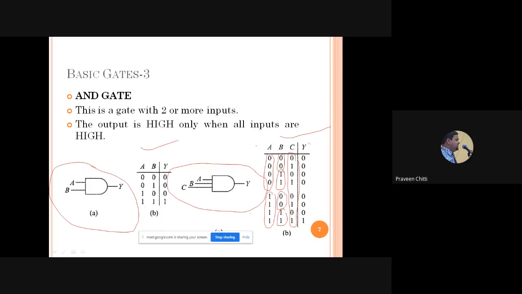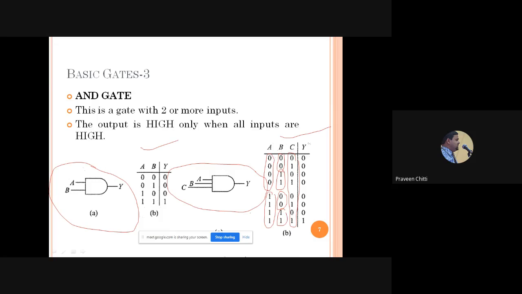Suppose I add one more input, say X, then how do you write it? The last bit changes 0 1 0 1, the second 0 0 1 1 0 0 1 1, then 4 zeros and 4 ones, and with one more, 8 zeros and 8 ones. So in total, how many combinations will you get if you add one more bit? 2 to the power 4 equals how much? 16. With 3 we have 8, with 4 you get 16, and with 2 we have 4.